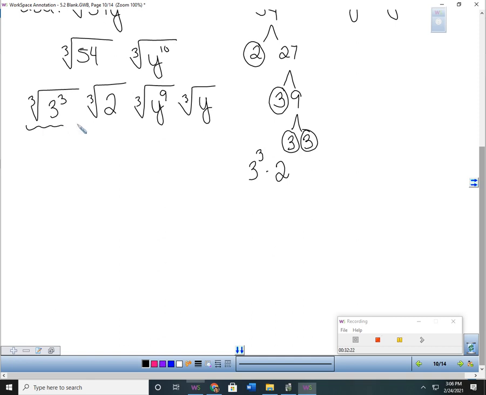The first one and the third one. So I've got the cubed root of 3 cubed is 3. The cubed root of y to the 9th is y to the third. And sometimes you might want to mark them out to be like, hey, I'm done with those. And then the leftover parts would be the second and the fourth one. And I'm just going to multiply them together underneath. So 2 times y.